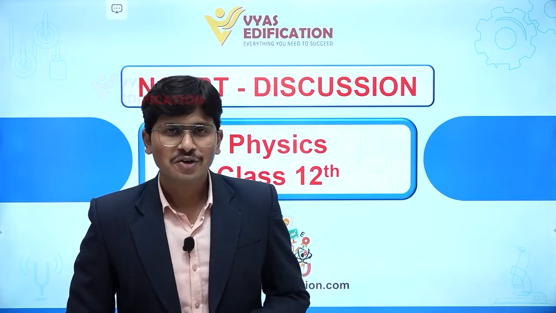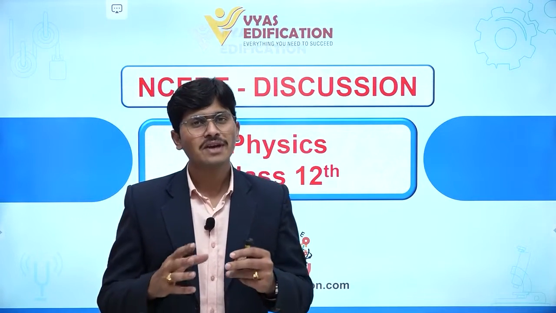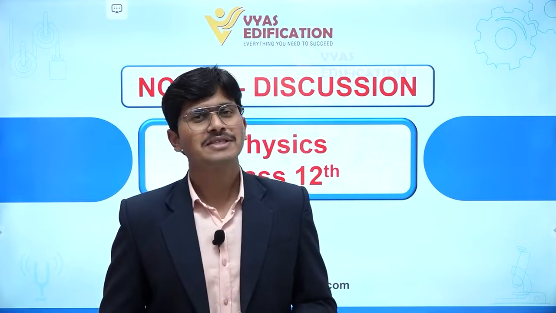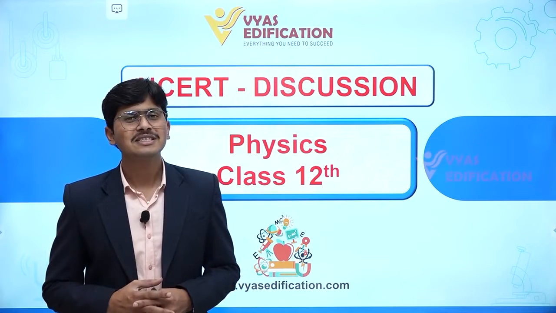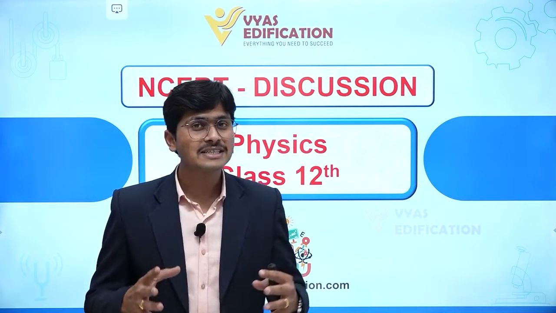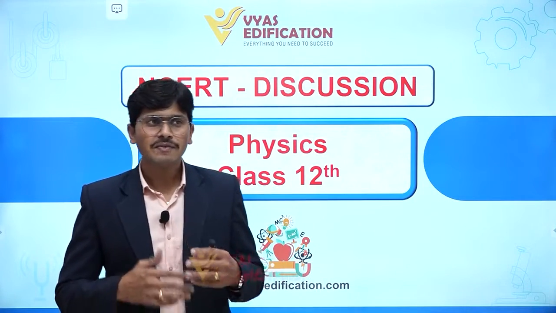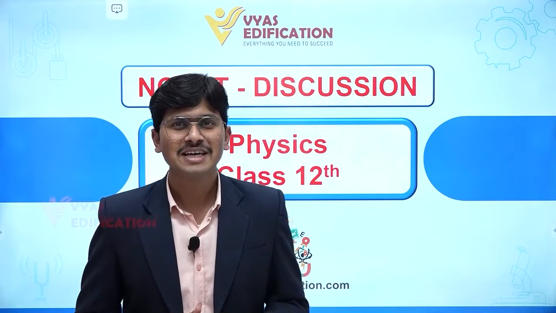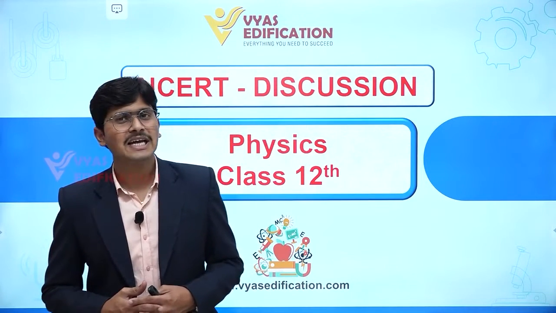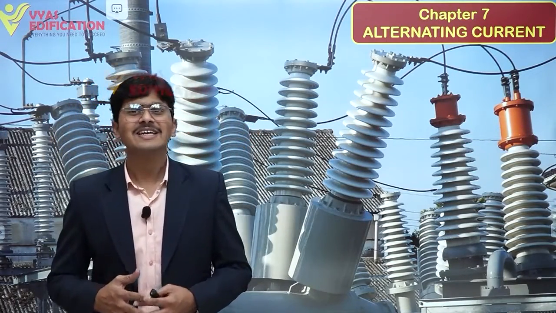In this session, we are going to discuss the NCERT exercise solutions of class 12, chapter number 7, alternating current. We are going to discuss a detailed solution of each and every question. Definitely you will understand the theory also with the help of questions. So now we are going to discuss each and every question. For the solution of all the questions, concentrate on the screen.